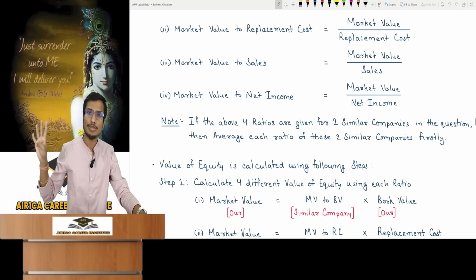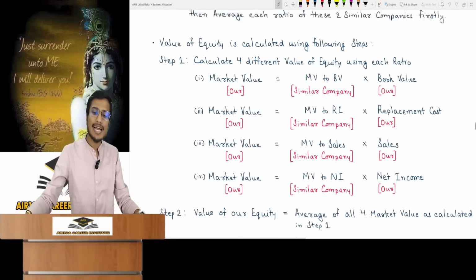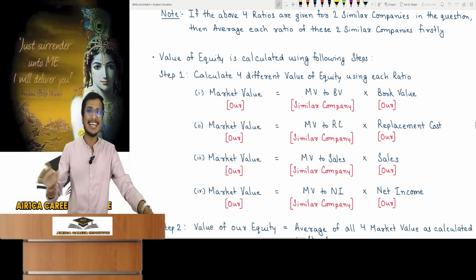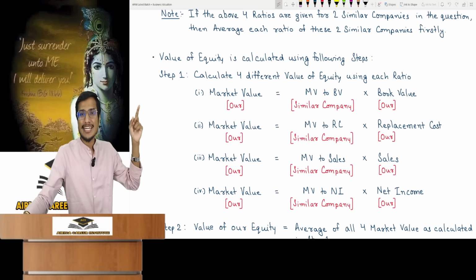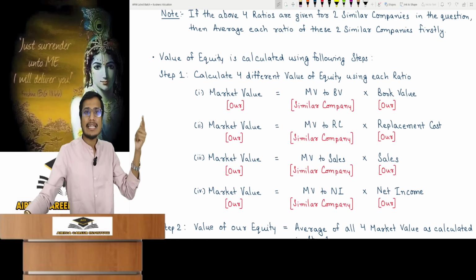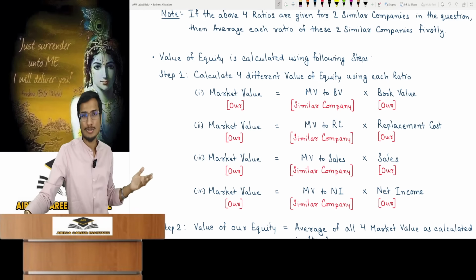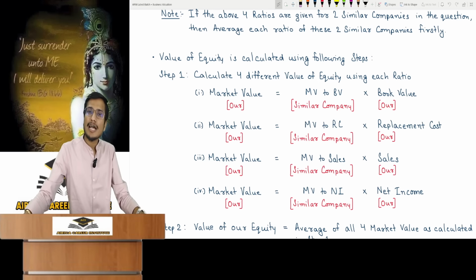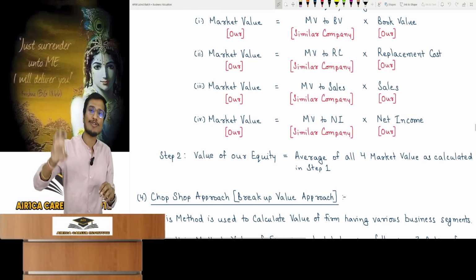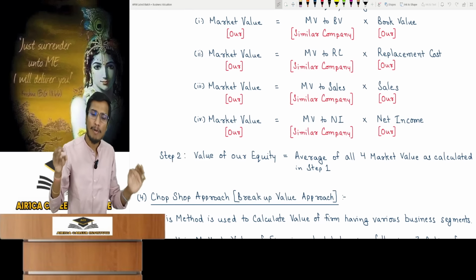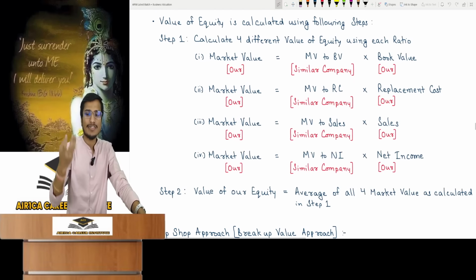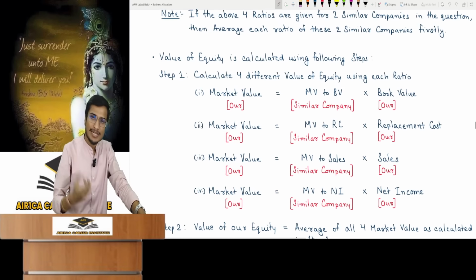With 4 ratios from a similar company, how to calculate equity's value? First, you calculate your value from these 4 ratios. You find the market value by multiplying the similar company's market to book value ratio with your own book value. Similarly, do it for the second, third and fourth ratio. You have 4 values. Out of these 4, which should be our equity's value? In the second step, our equity's value will be the average of these 4 values. The question provides 4 similar company ratios. Use them to calculate and average your equity value, the average value of your equity.